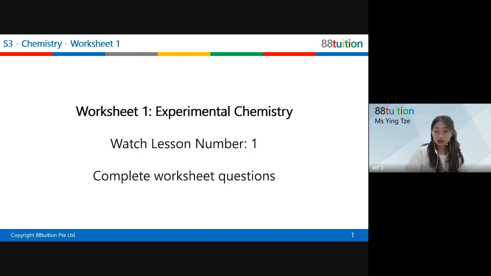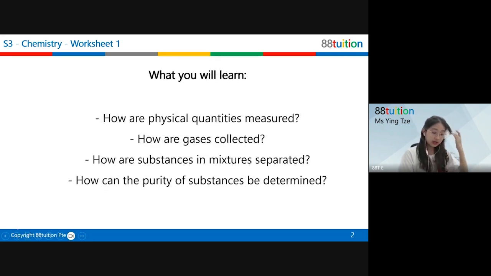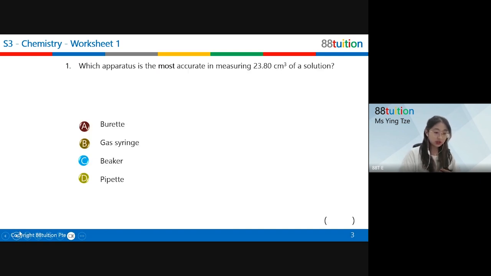Okay, so I will give those of you who didn't do the worksheet some time to do during the lesson. So let's quickly begin. Today we are learning about experimental chemistry, which is about the apparatus in the lab and how we do experiments, the experimental techniques, right? For question one, I'll give you a few minutes to do. Then once you are done, please enter your answer into the chat.